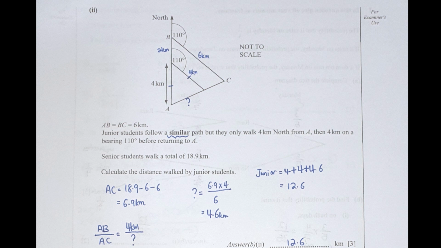After we obtained the AC distance, I took AB over AC equals 4 kilometers over the base of the isosceles triangle walked by the junior students. By running the calculation, I get it as 4.6 kilometers. Hence, the junior's distance walked will actually be 4 plus 4 plus 4.6, so your total is actually 12.6 kilometers.